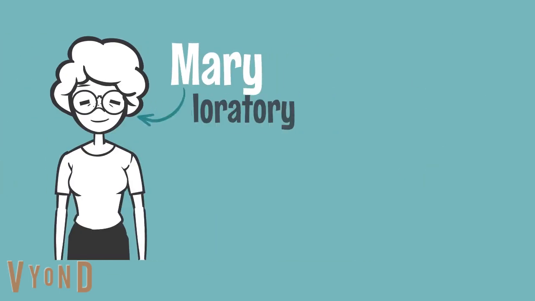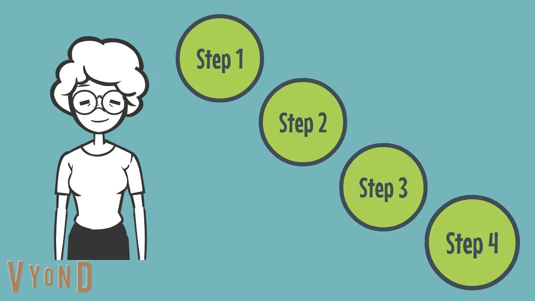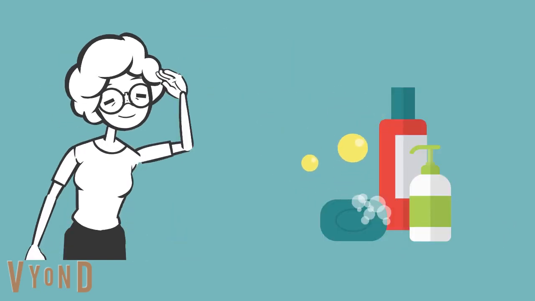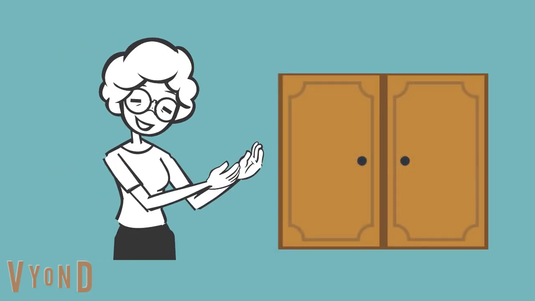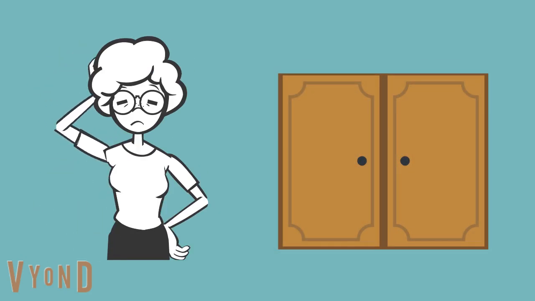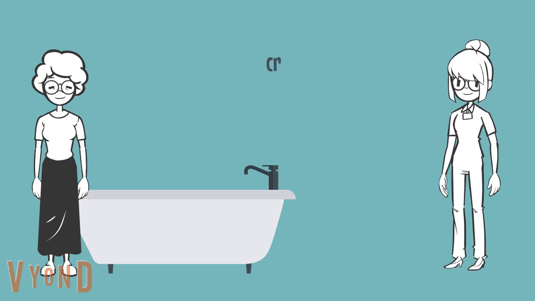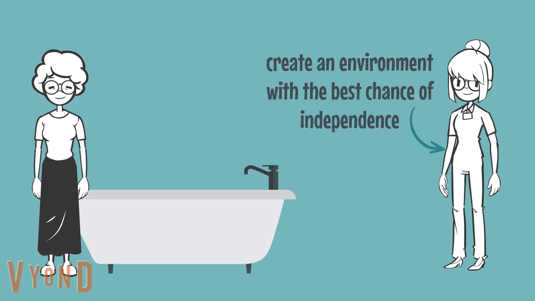This is Mary. She is at the exploratory level. She likes to be in control, but can sometimes get muddled on the order she needs to do things in. Mary will use items if she can see them, but won't look for things in cupboards or drawers. Mary likes to be in control, so when supporting bathing, the carer should create an environment that gives her the best chance of independence.